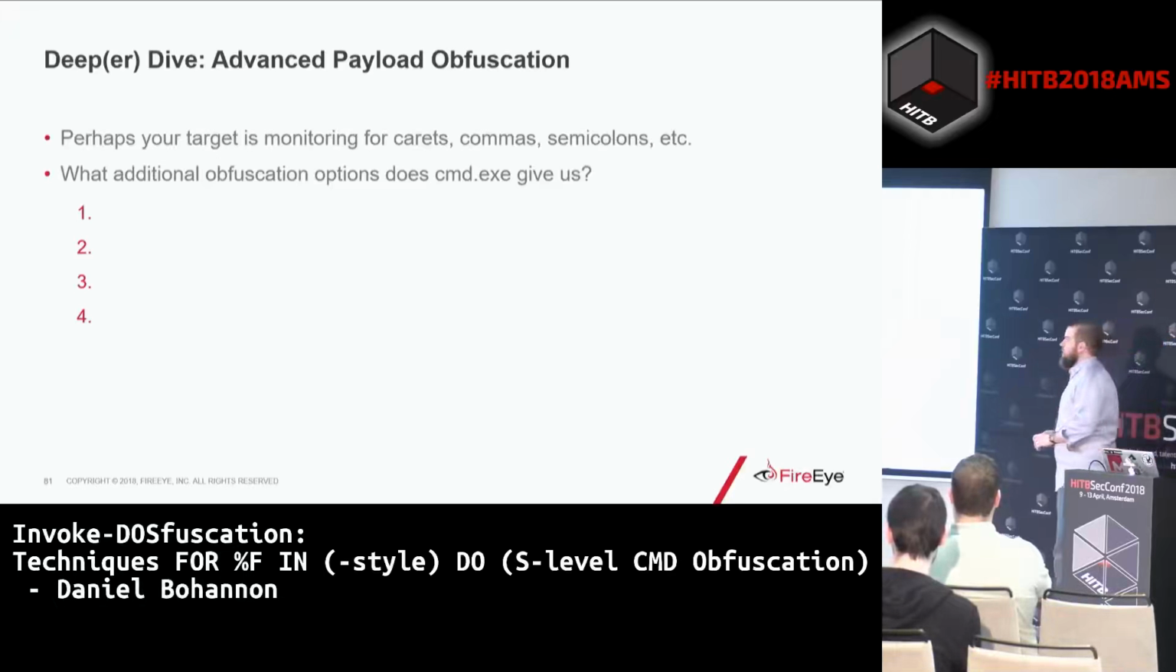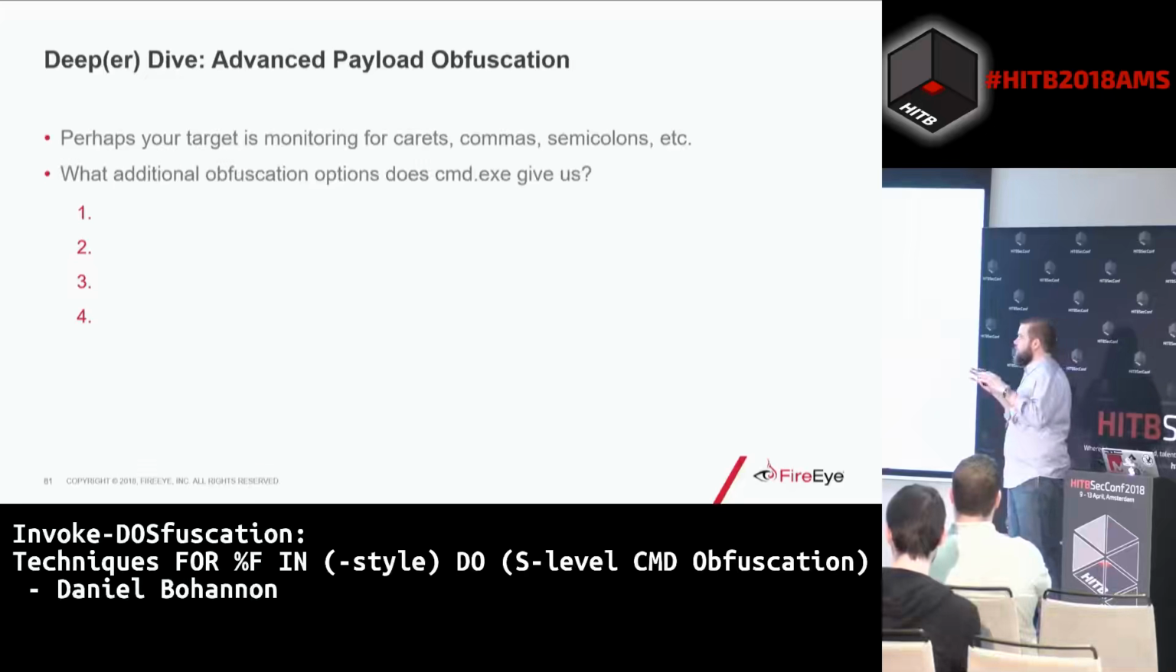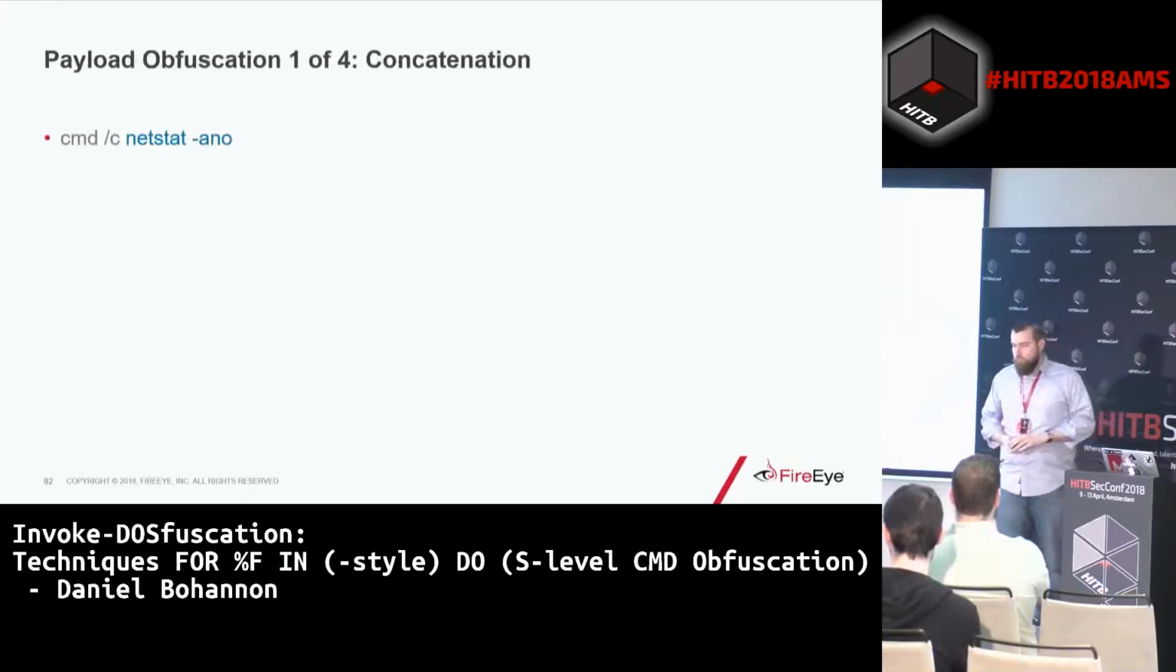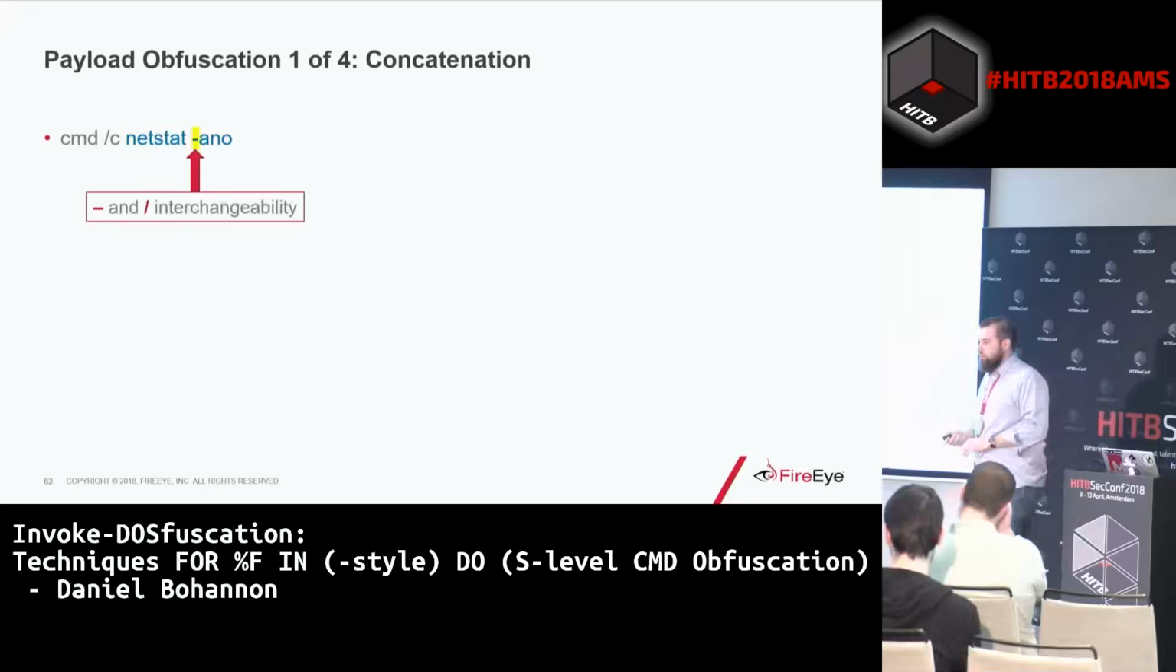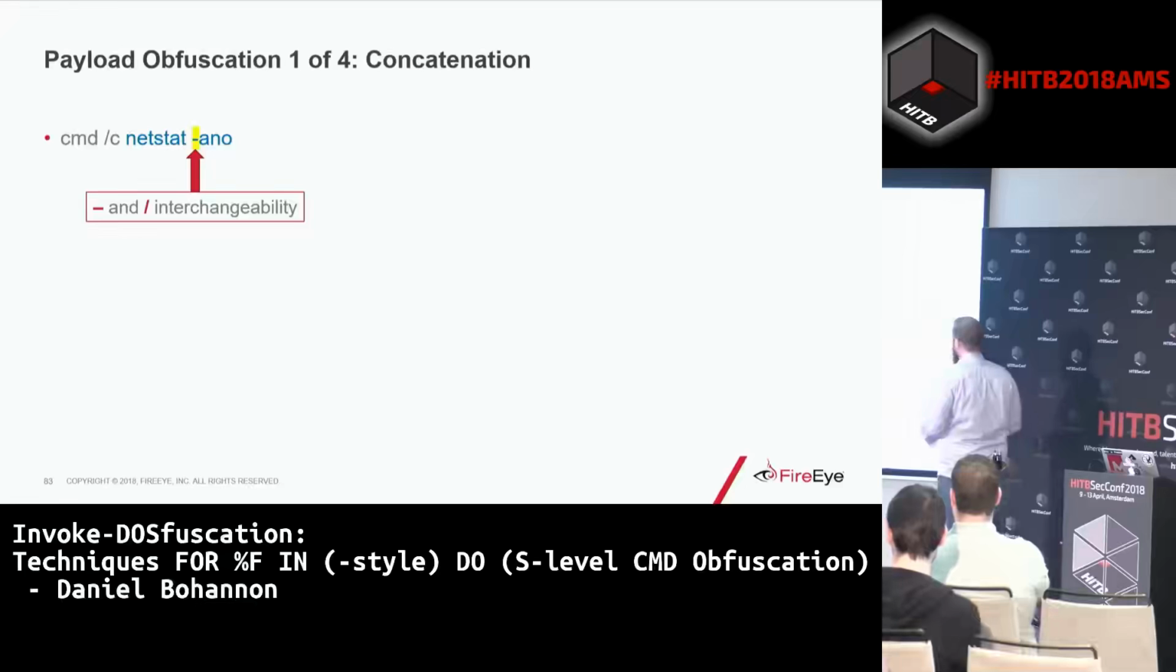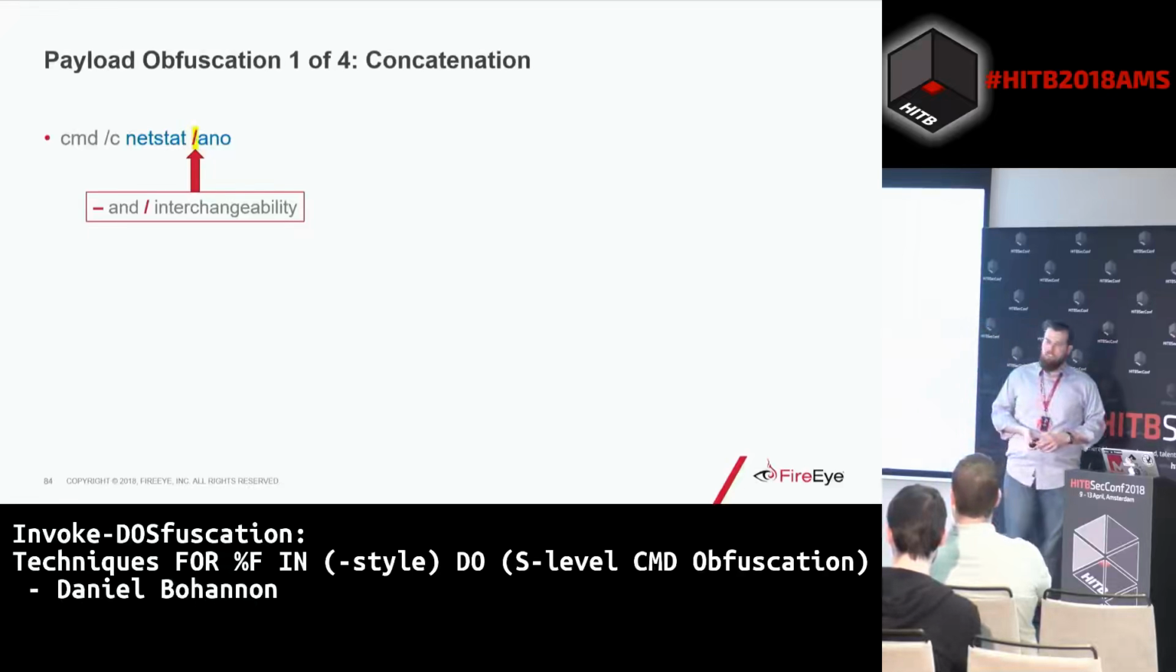So basically, this led me to come up with 4 different ways to encode entire payloads without having to use a single one of these characters, but still having the option to if I want to. So the first one is concatenation. So netstat -ano, another fun thing we can do is instead of a dash before ano, we can actually use a slash.